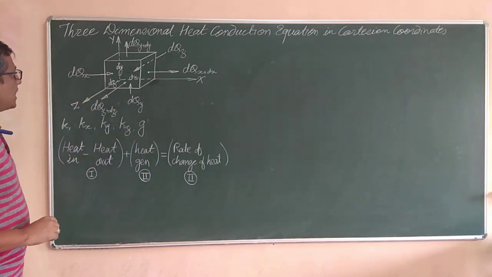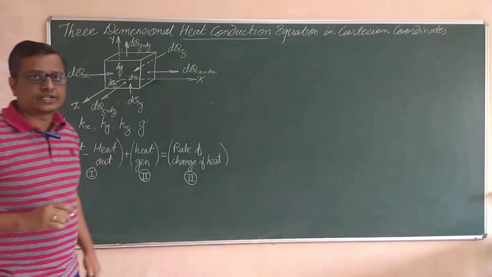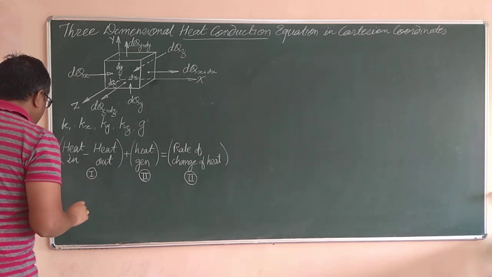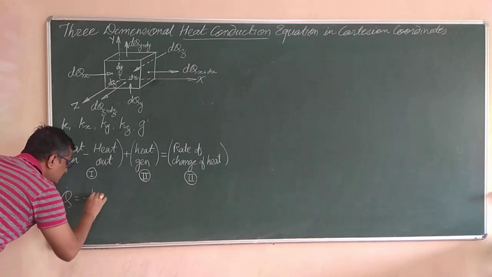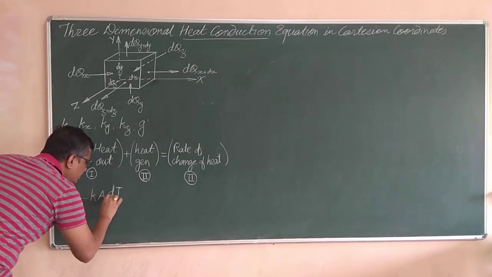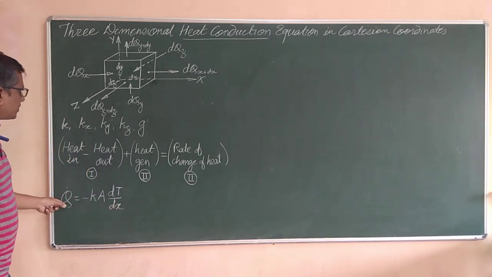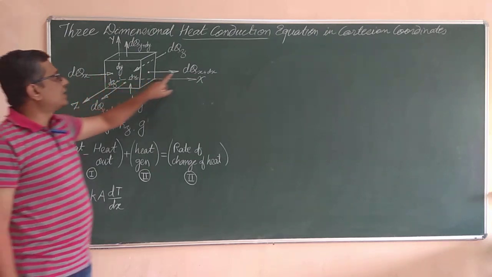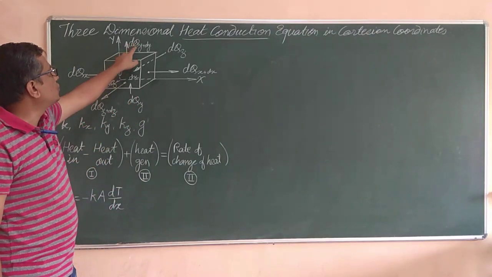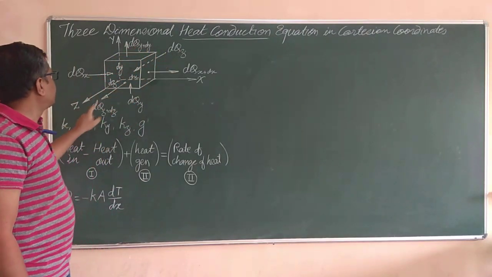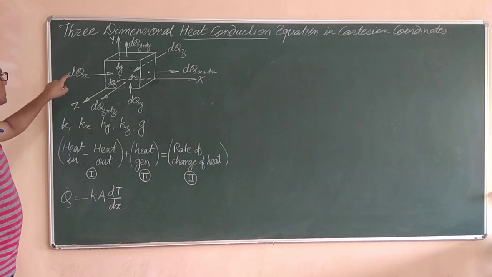Now, as we are talking about the heat conduction equation, the fundamental law which is going to govern the heat conduction is the Fourier's law, and we know that Q dot is equal to minus K A into dt by dx. So this is the Fourier's law, and we are going to apply this Fourier's law to find out dqx, dqx plus dx, dqy, dqy plus dy, then dqz, and then dqz plus dz. So all these elements we are going to find out. So let us apply it one by one. Let us apply it to dqx.